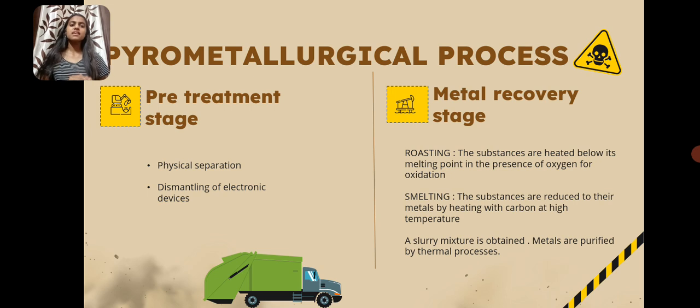Here, the methods used are roasting, smelting and combustion. In roasting, the substances are heated below their melting point in the presence of oxygen for oxidation. In smelting, the substances are reduced to their metals by heating with carbon at high temperature. So by roasting or smelting, the e-waste can be brought into a slurry mixture. From this slurry mixture, the metals are purified using a thermal process.